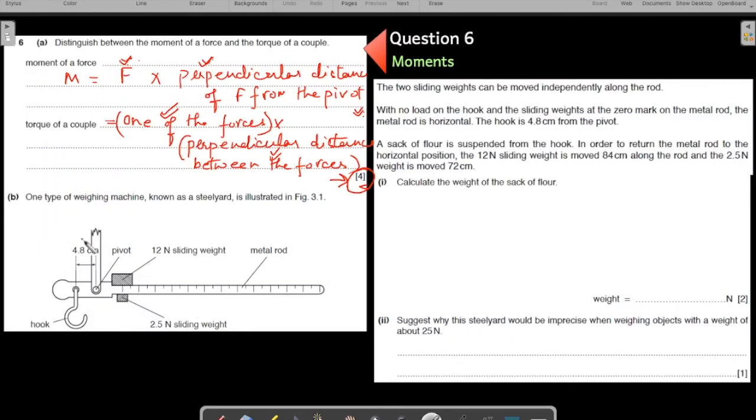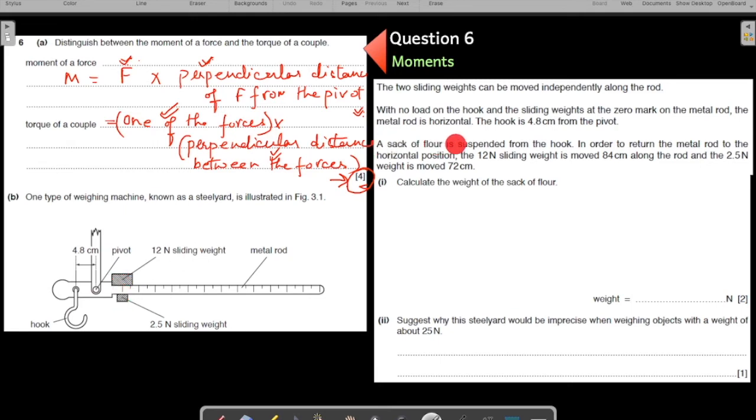Alright, let us understand the question B. One type of weighing machine, known as a steel yard, is illustrated in this figure. The 2 sliding weights can be moved independently along the rod. If you see, one sliding weight here is 2.5 newtons and the other one is 12 newtons. It can be slid along this rod. With no load on the hook, the sliding weights are at 0 mark on the metal rod. The metal rod is horizontal. So when nothing is hanging, both the sliding weights are at 0 mark, which is logical as well.